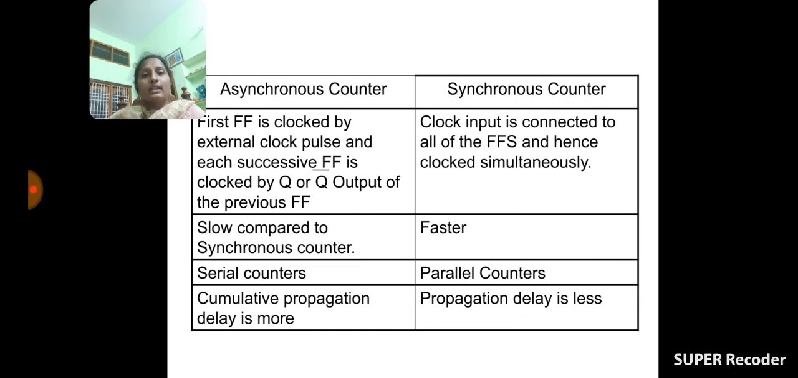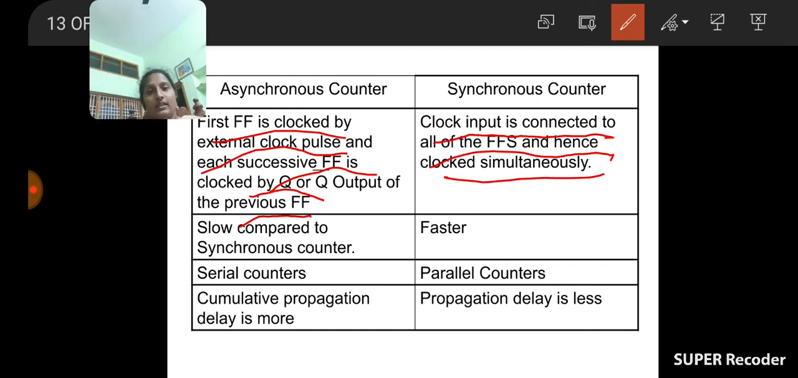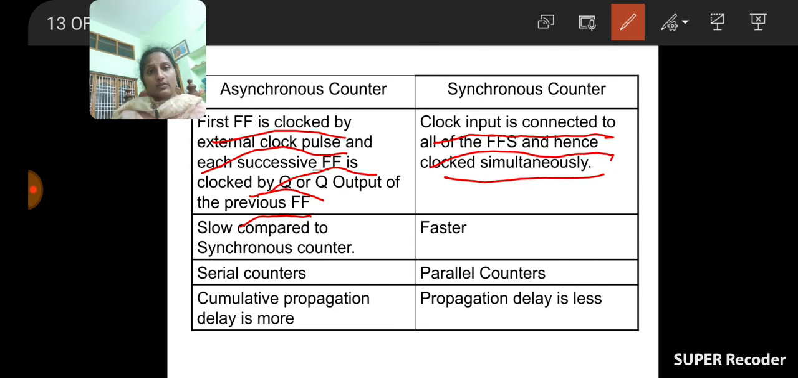Now you see the table. The first flip-flop is clocked by the external clock pulse. Only the first flip-flop is clocked by the external clock pulse. Next, each successive flip-flop is clocked by the Q output of the previous one. While coming to the synchronous, the clock input is connected to all of the flip-flops and hence they are clocked simultaneously. So in an asynchronous counter, only the first flip-flop is clocked by the external clock pulse, and all other flip-flops are clocked by the output of the previous stage. And in a synchronous counter, the clock input is connected to all of the flip-flops and hence they are clocked simultaneously.